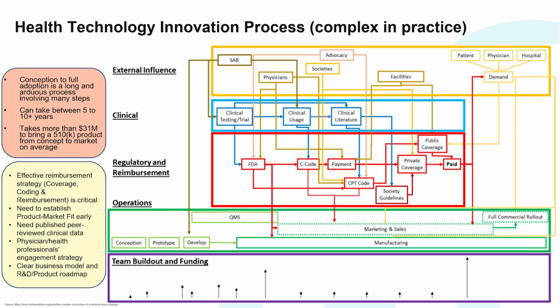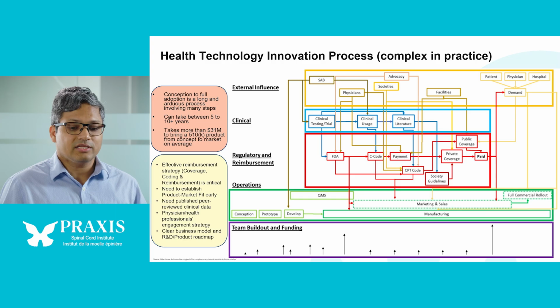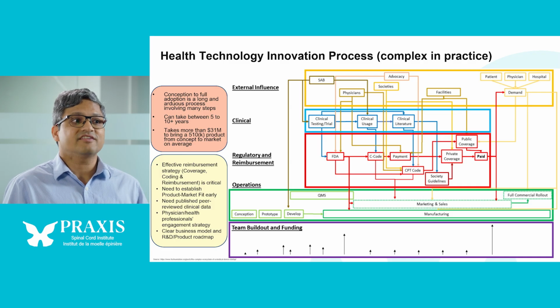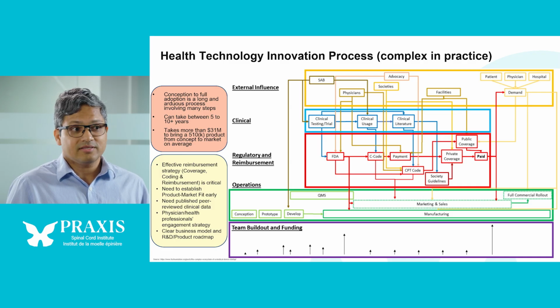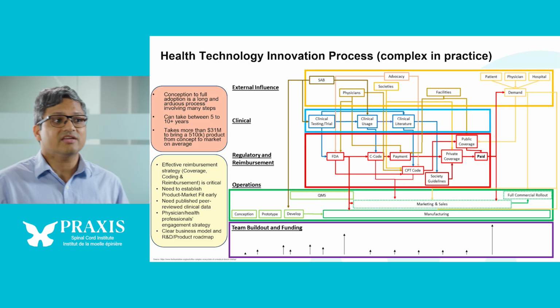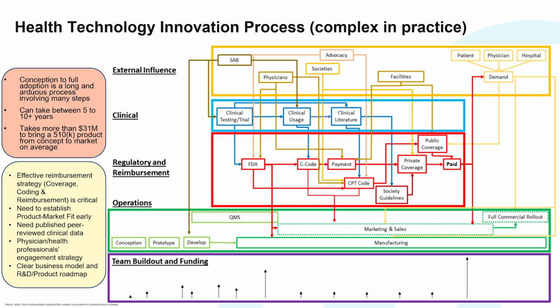In order to make sure that your product is eventually adopted in the market, you need an effective reimbursement strategy. What it means is that there are 3 critical components of it: coverage, coding, and reimbursement. And each of these are equally important in order to make sure that your product is reimbursed by somebody, whether it is a payer, whether it is an insurance company or the government stakeholders or the end users themselves maybe, you need some way of getting reimbursed for your product.